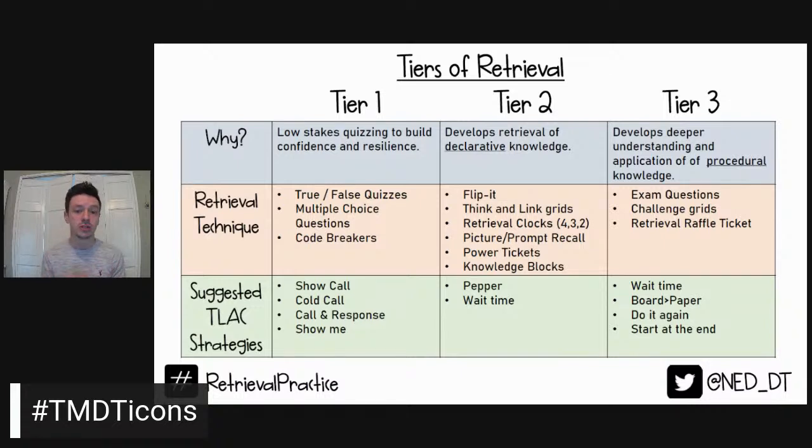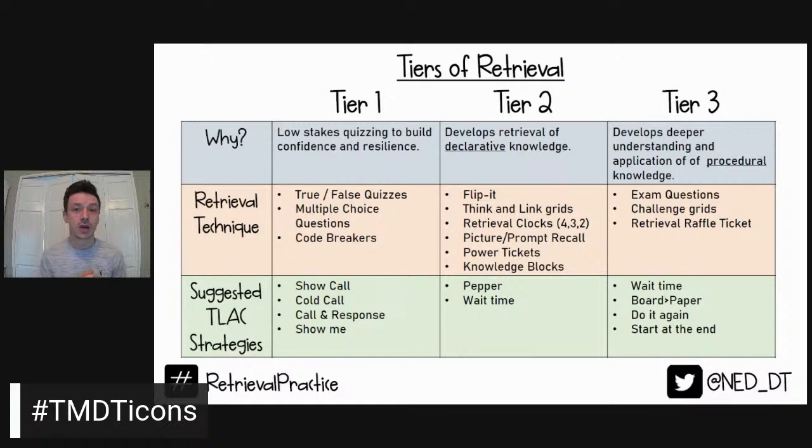Moving on then into tier 2. So this is where I want a little bit more from my students. So this is more looking at the declarative knowledge. So flipping it around. So rather than me saying, right, here's the question, what's the answer? I'm going to give you the answer, but actually what questions might there be that lead to that answer? So you could be, here's the answer, give me 3 questions that could lead to that possible answer.